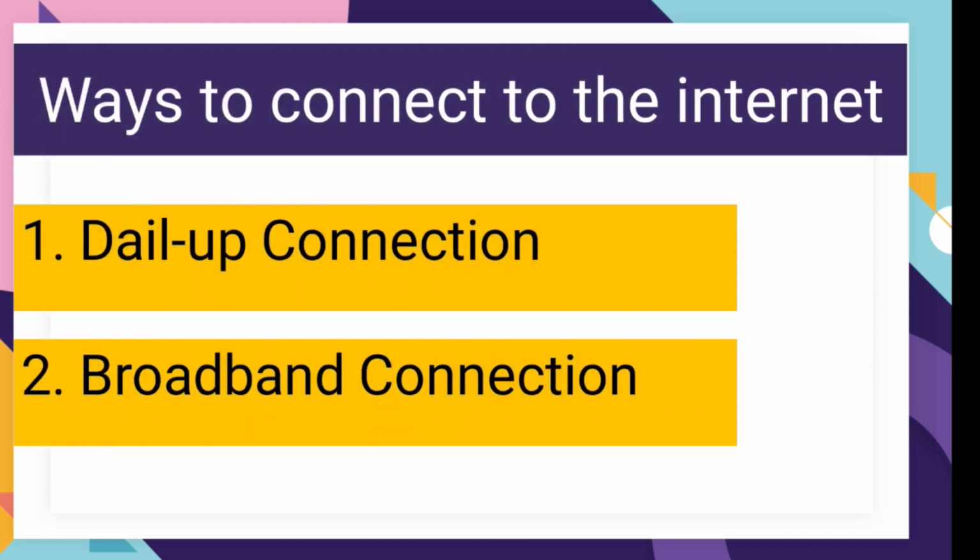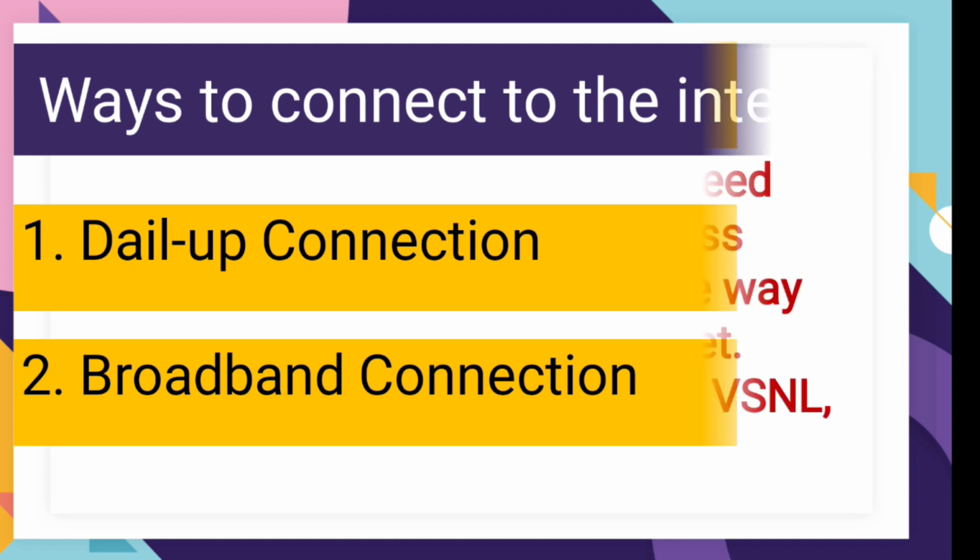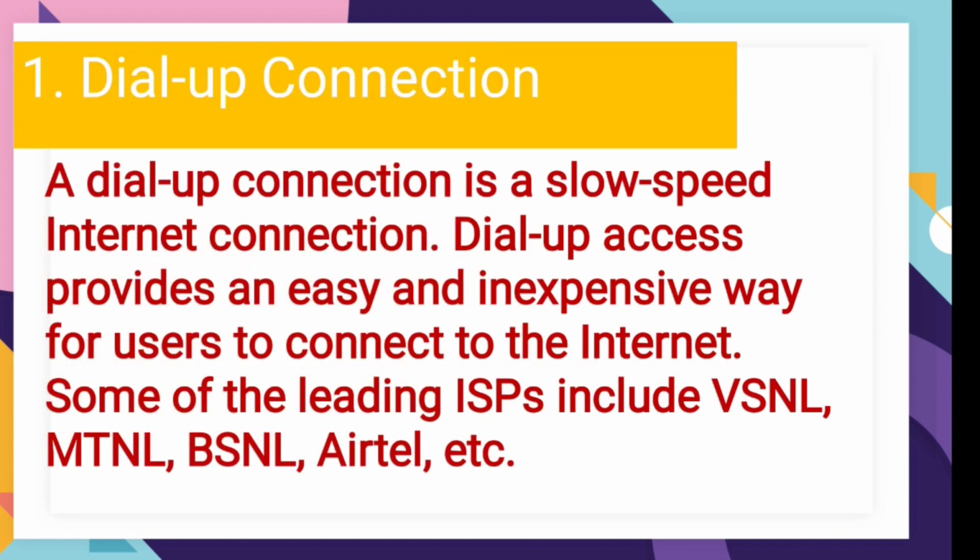So, ways to connect to the internet. There are two ways to connect to the internet. The first one is dial-up connection, and the second is broadband connection. Some users connect their computer to the internet via a slow speed dial-up connection because of its lower cost, while other users connect via a high speed broadband connection. So let's understand it in depth.